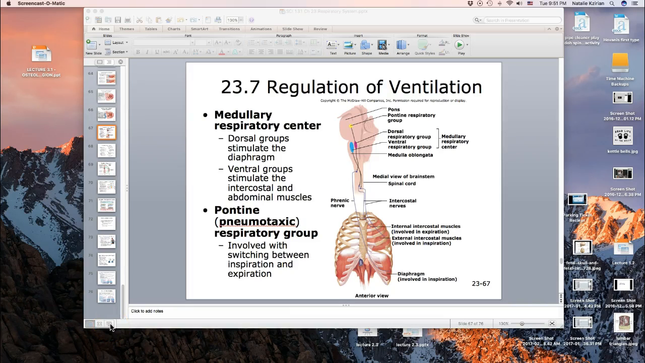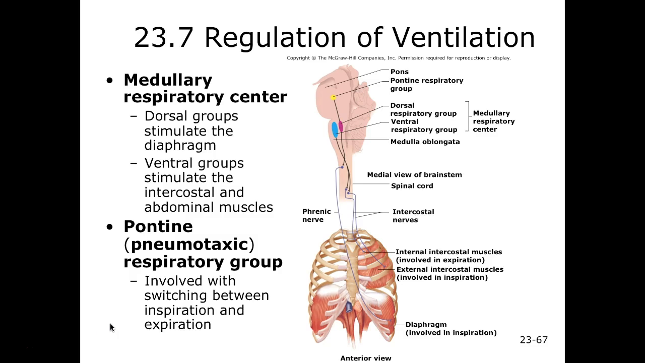Hello everyone, and welcome to part 2 of our respiratory system lecture. We are going to start on slide 67. We're picking up in section 23.7, which is regulation of ventilation.